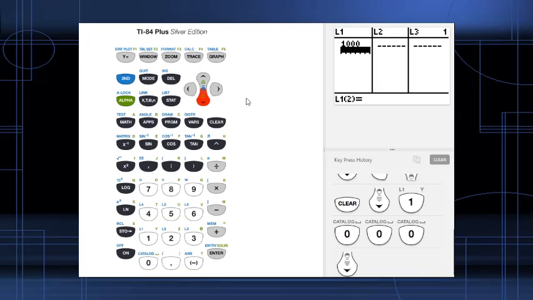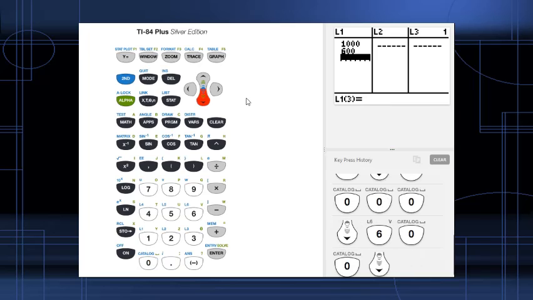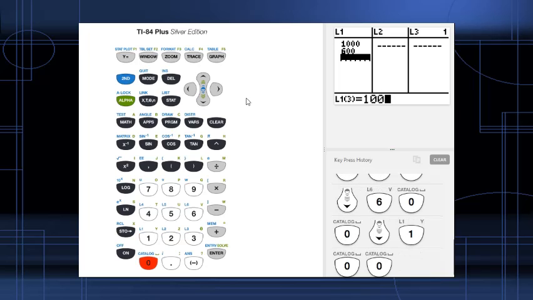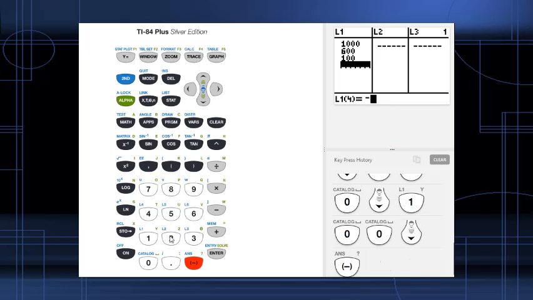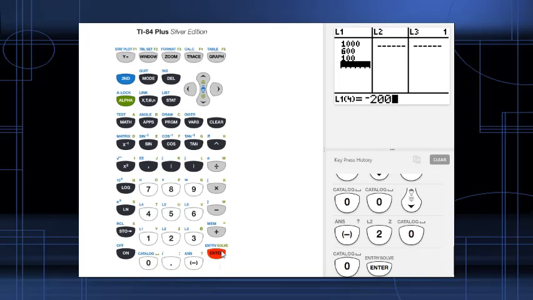And there was a 30% chance for my $600 profit. So I'm going to stick with my profit in L1, 600. 15% chance of a $100 profit. And then lastly, I've got a 15% chance of a $200 loss. So I got the $200 loss here and hit enter.